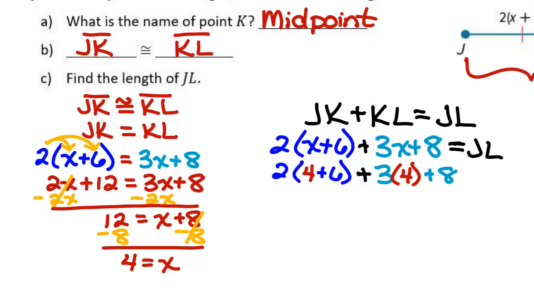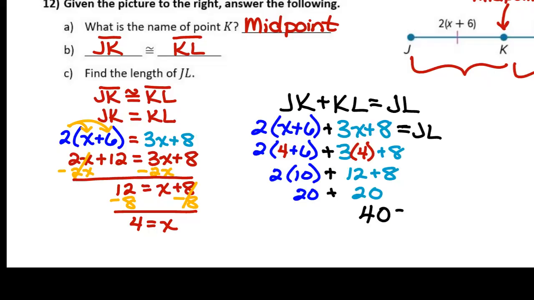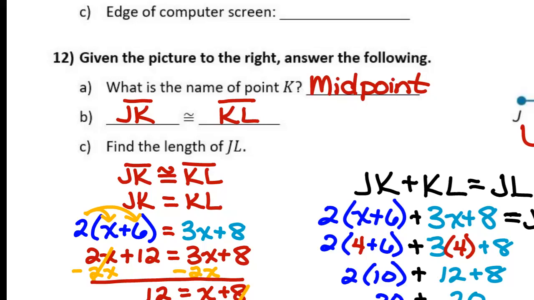What is 4 plus 6? 10. What is 2 times 10? 20. What is 3 times 4? 12 plus 8. What is 12 plus 8? 20. And 20 plus 20 gives me? So 40 is equal to JL.